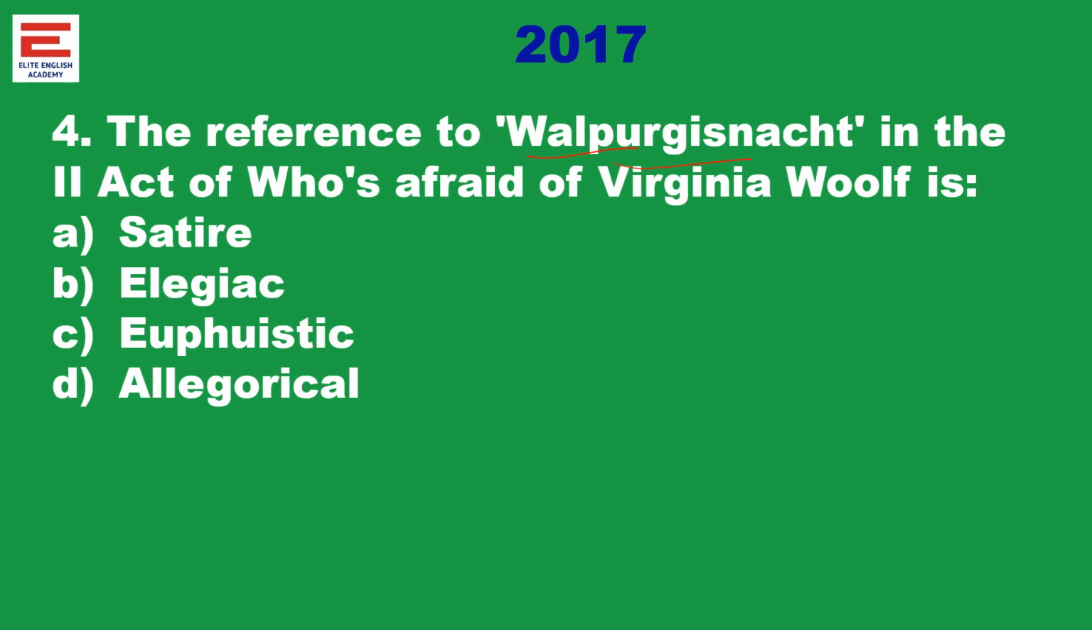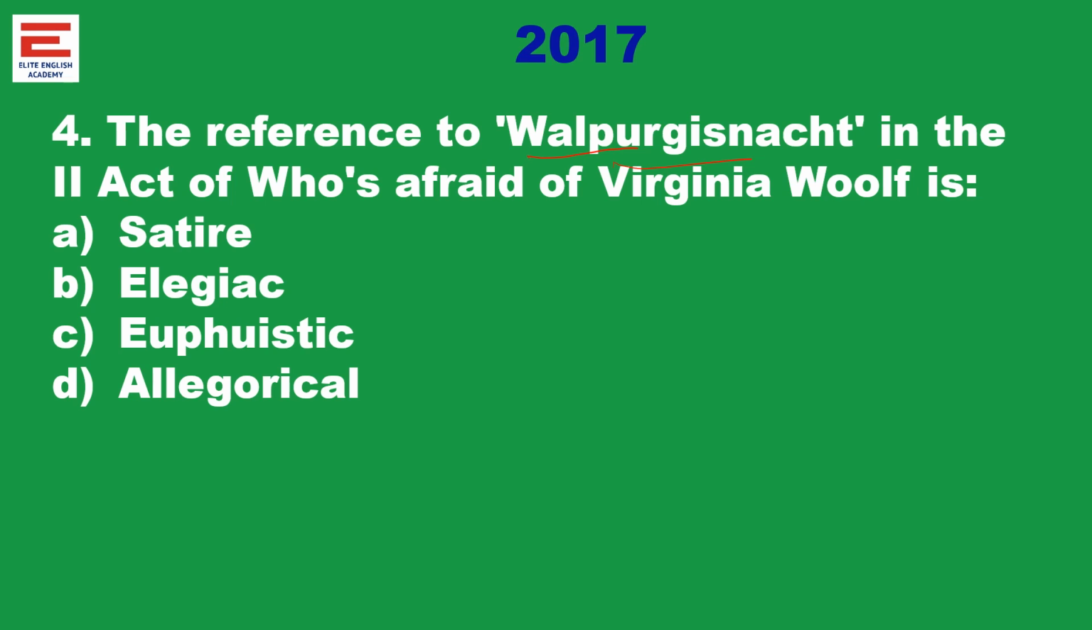The particular word refers to a set of nightmarish things. It has its origin in Germany, based on witchcraft. Okay. The question is, why does Albee use this particular word in this particular Act 2? So it is not eligible.